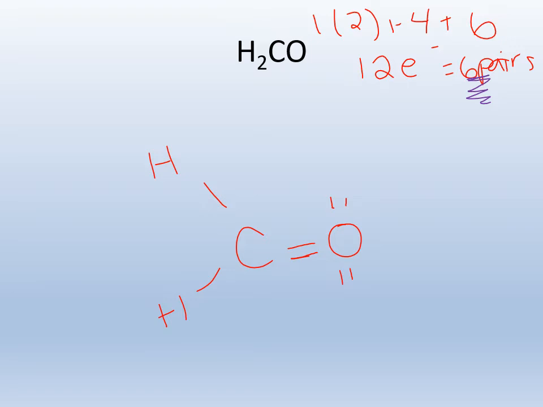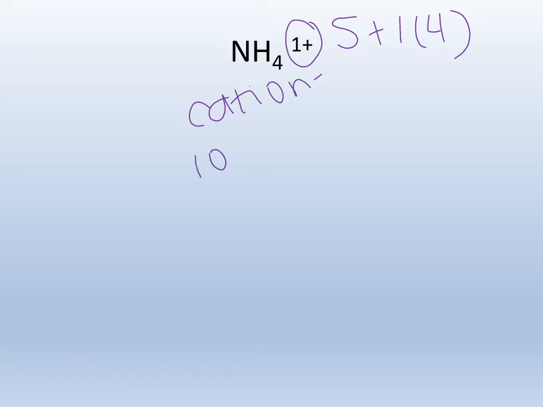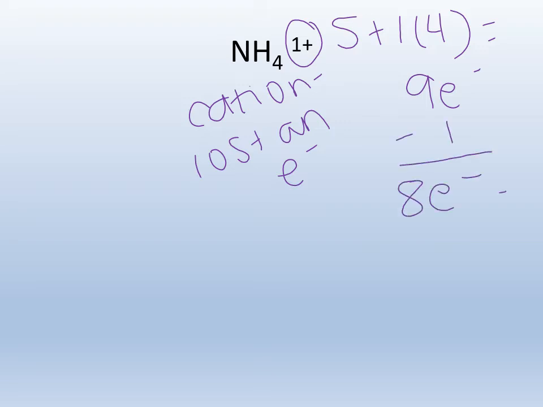Okay, and we're going to do another example. NH4, 1 positive. So N, nitrogen, 5 valence electrons, plus hydrogen has 1. There are 4 of them, and then that 1 positive. That means that it's a cation, and it has lost an electron. And so right now, 5 plus 4, that's 9 electrons. Well, it lost one, so 9 minus 1, this is 8 electrons we're dealing with, or 4 pairs.